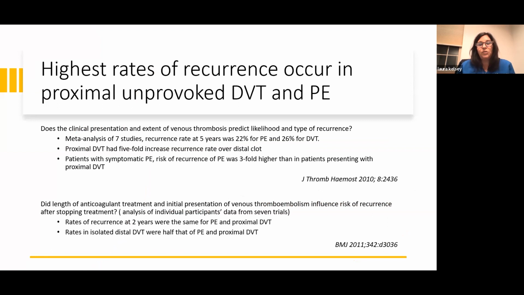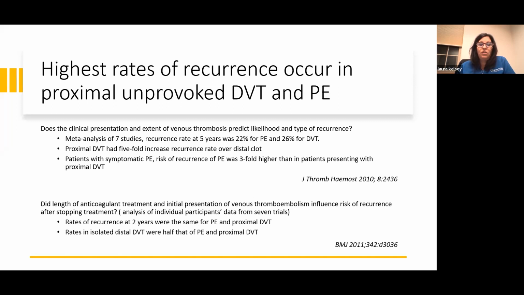What is known is that the highest rate of recurrence occurs in the proximal unprovoked DVT patients and pulmonary embolus patients. A meta-analysis of 7 studies showed the recurrence rate for PE at 5 years was 22% and for DVT was 26%. The proximal DVT had a 5-fold increased recurrence rate over that distal clot. Symptomatic PE had a higher recurrence than patients with just proximal DVT. So symptomatic PEs have the highest risk for us, then proximal calf, then proximal DVTs, and then isolated calf.